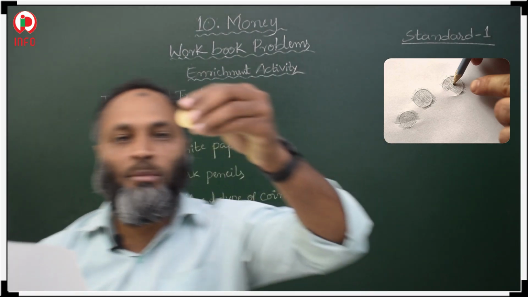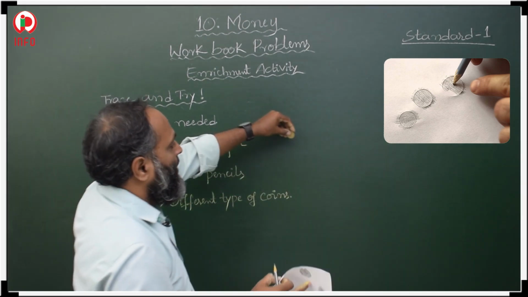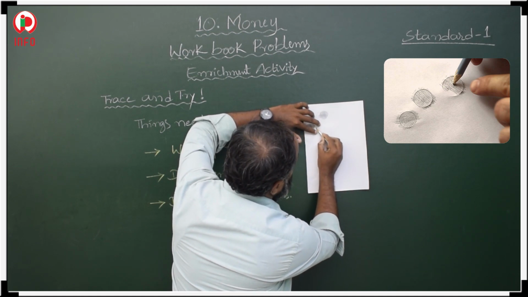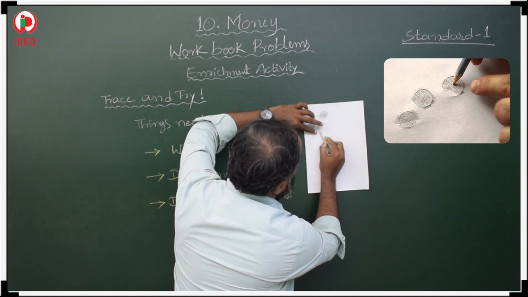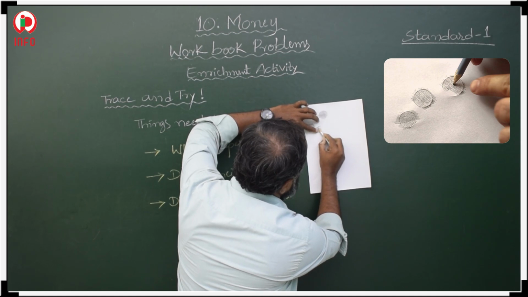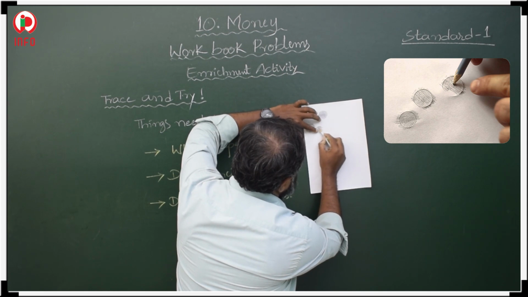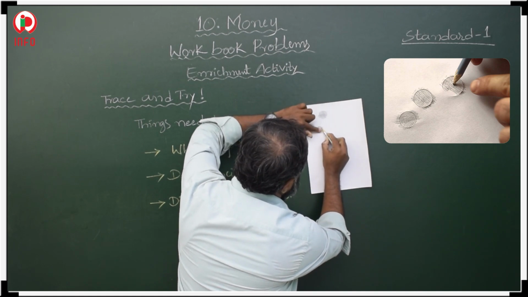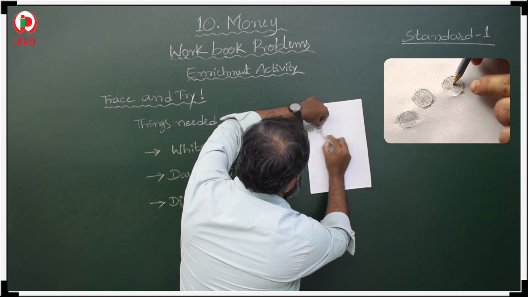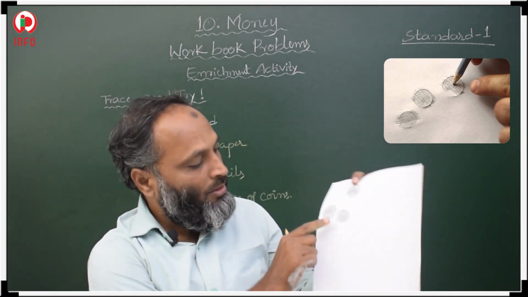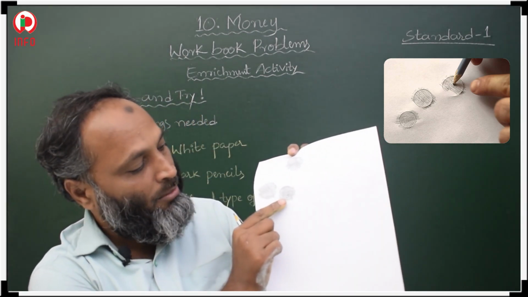Like, I am taking a 5 rupee coin. Again keep it on a table, keep a paper above it, and trace on the paper. Then see what you will get on the paper. Like this you trace on the paper. After that, remove your coin and see what image forms: the 5 rupee image forms on the paper.